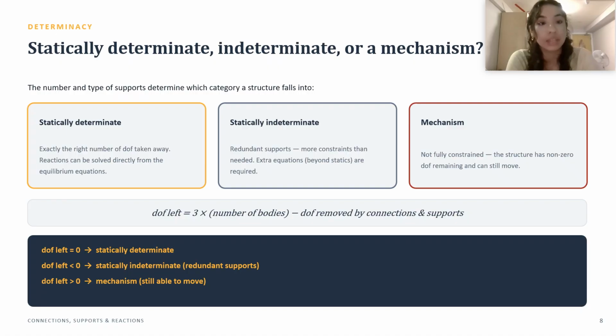However, if it's statically indeterminate, that means we need extra equations to find the reaction forces, which makes the case a bit more difficult. Now, for a mechanism, the structure has non-zero degrees of freedom. That means it can still move, so you can't use equilibrium equations on it. That's the reason we call it a mechanism, because it can move.